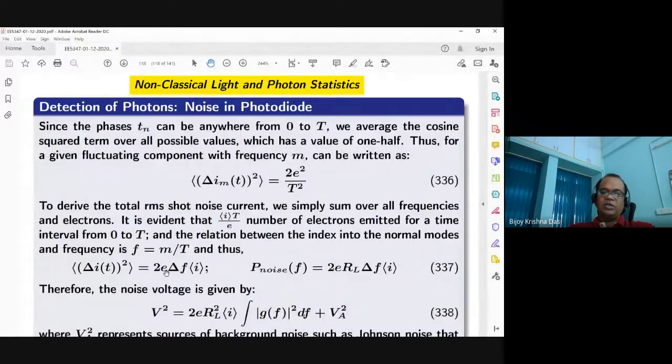That means 2e, and then 1 over T is there. 1 over T is just approximately the frequency delta f. So for whatever frequency band you are considering, you are finding how much noise current, mean square current, is there. That is clear, no? So this equation and this equation together give you this.